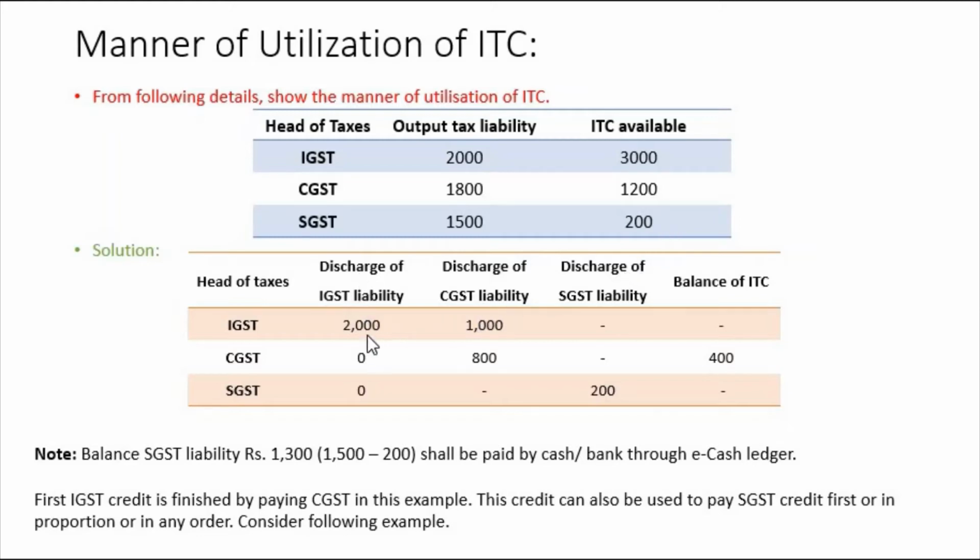So for discharge of liability, I have made these columns: discharge of IGST liability, discharge of CGST liability, discharge of SGST liability, and then the total balance of ITC at the end of that month after utilizing it, right? First let us see IGST. What is happening with IGST? How much is our liability? 2000 is our liability. 2000 I have taken. Discharge of CGST liability is 1000.